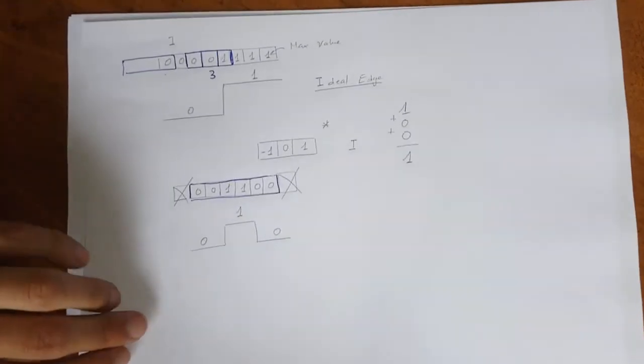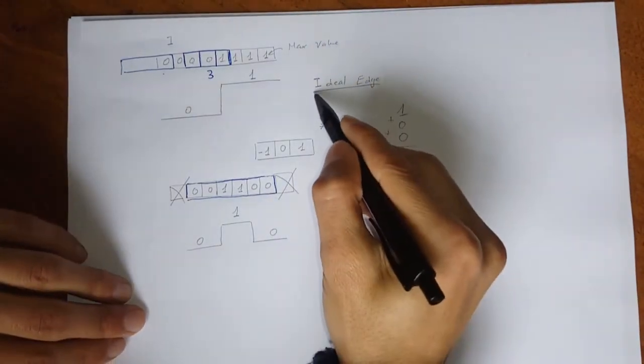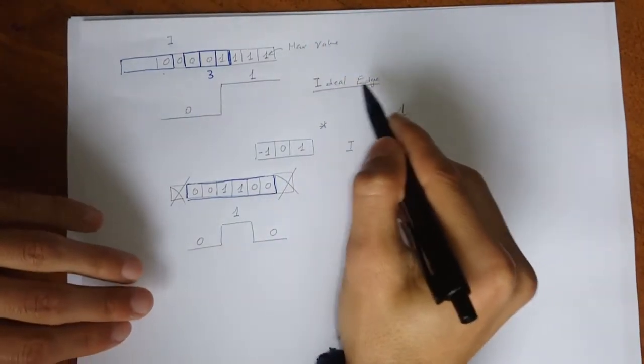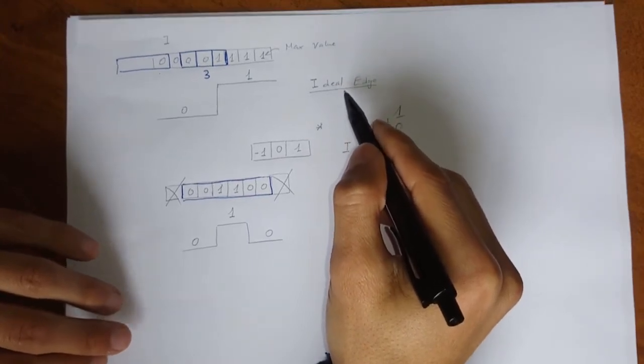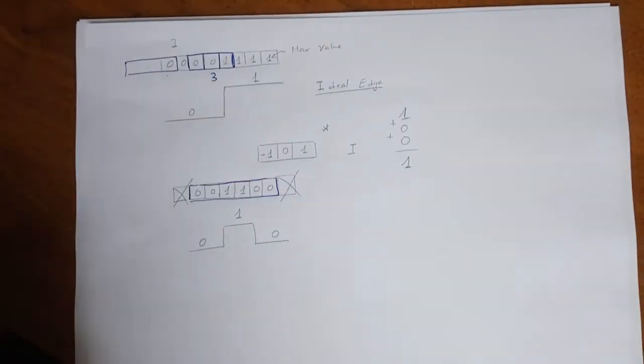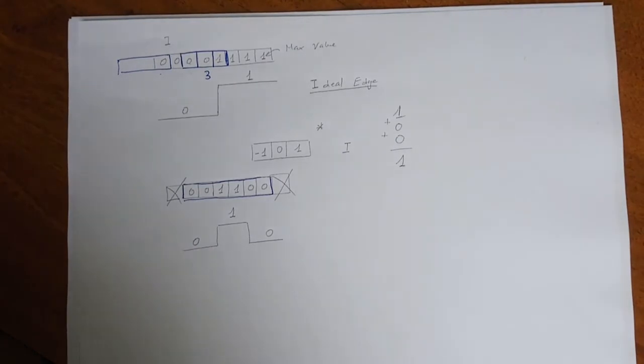Hello. Previously I explained how to detect edges using a suitable kernel. Today I'm going to talk about real edges, because the edge I talked about previously was an ideal one. An ideal edge can never be real, and this is due to imperfections in the optics or in the imagery system in general.